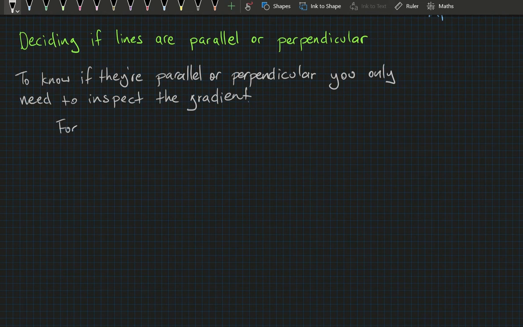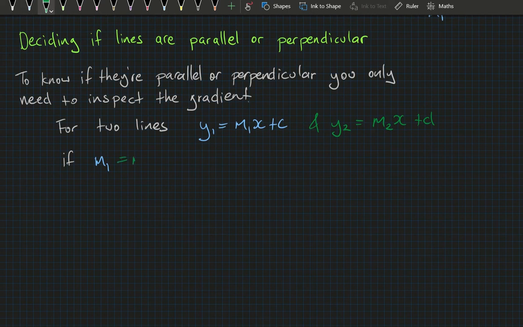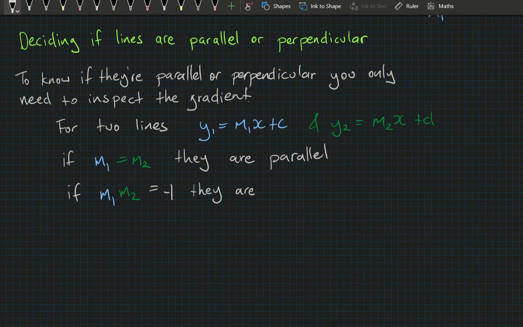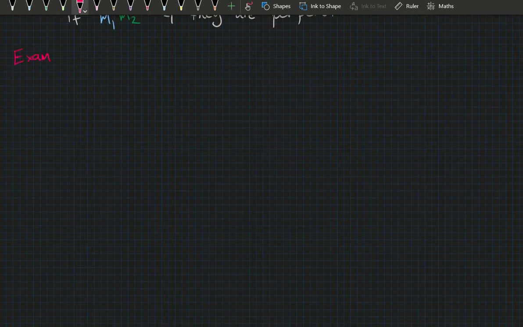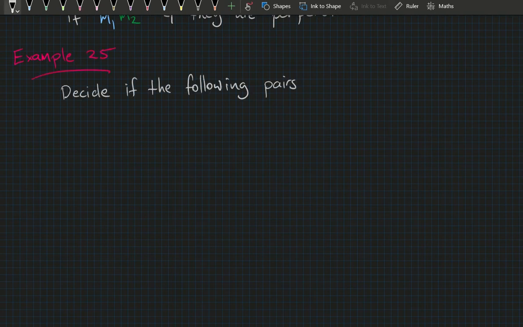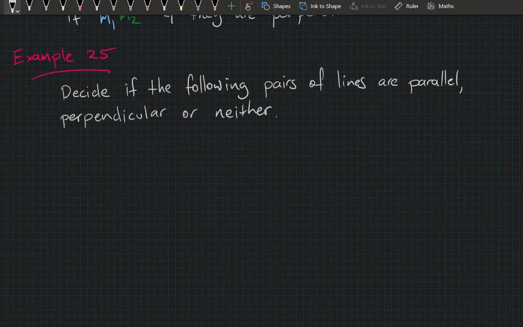So for two lines, y1 equals m1x plus c, and y2 equals m2x plus d, if m1 equals m2, then they're parallel. If m1 times m2 is equal to minus 1, then they are perpendicular. Okay, with that in mind, let's do example 25, which asks us to decide if the following pairs of linear equations are parallel, perpendicular, or neither.